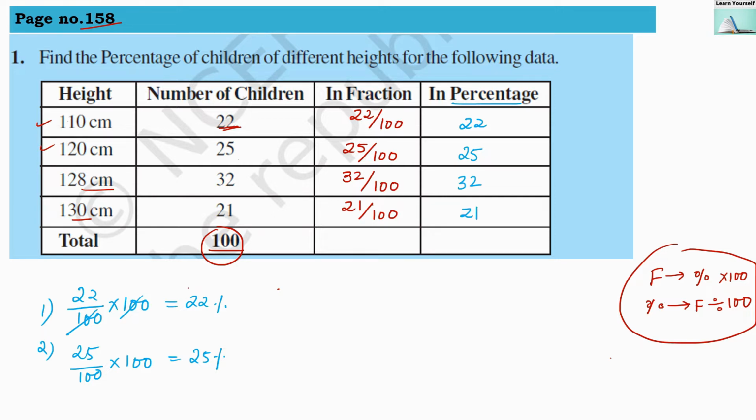Here the total quantity is 100, so that's why converting to a percentage was very easy. If the total quantity would have been 150 or 160, then we would need to divide accordingly.